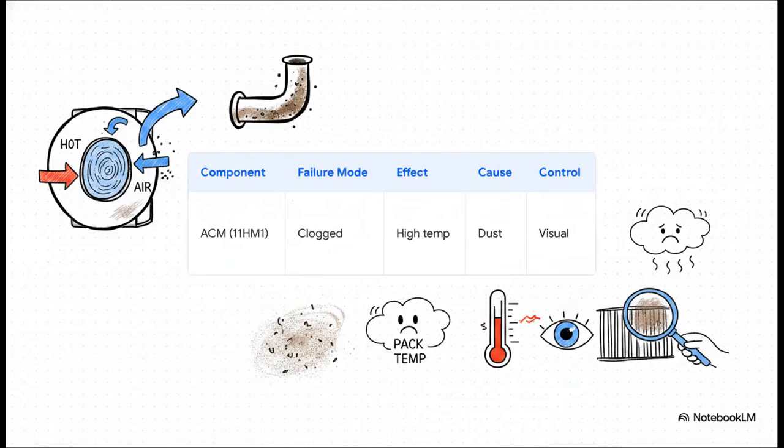Time to pull out our primary forensic tool. We need to determine the function, failure mode, effect, cause, and existing control for each of these components. So, suspect number 1, the air cycle machine, or ACM. Its main function is lowering hot bleed air temperatures via heat exchange. The failure mode we're seeing is that it's clogged or dirty. And the effect? Well, it causes high pack temperatures and drastically lowers cooling efficiency, which matches our symptom perfectly. The root cause is just everyday dust and environmental accumulation. Currently, the control for this is a standard visual inspection during turnarounds, plus scheduled cleaning from the aircraft maintenance manual.